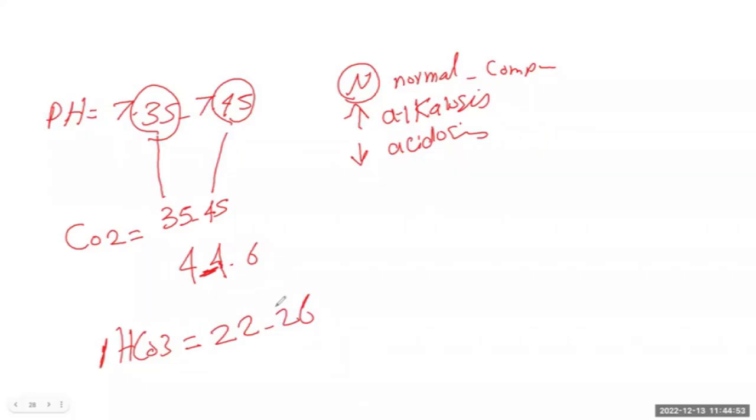So to make it easy, for carbon dioxide, the numbers are 35 to 45, I am duplicating the numbers from pH. What about bicarb after 3 years? HCO3 after 3 years. So assume we are in 2023, it's 20.